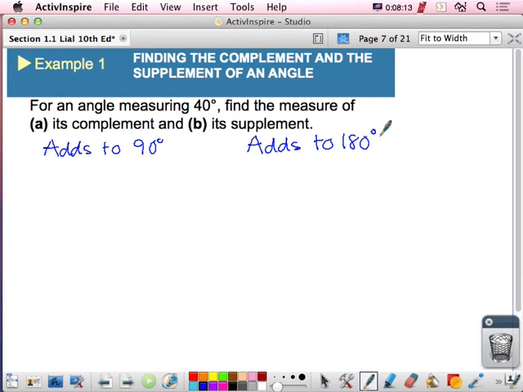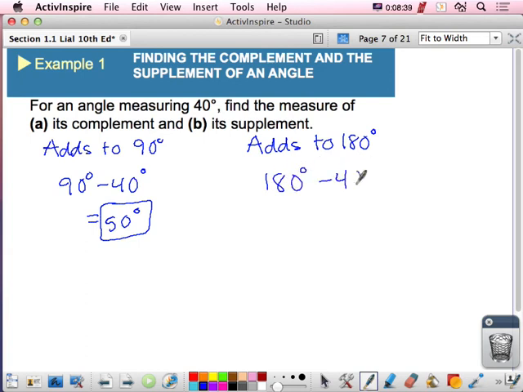So if we take an angle of 40 degrees and I want to find its complement, what would that have to be? 50 degrees. Because 90 minus 40 is equal to 50. So that's how you find complements. You just subtract the angle you know from 90, and whatever's remaining has to be the complement of that angle. To find a supplement, you simply take 180 degrees and subtract from it the angle you know. So the supplement to 40 is 140 degrees. Perfect.